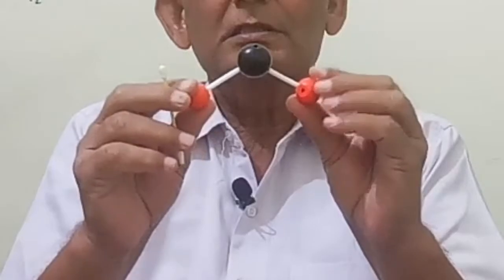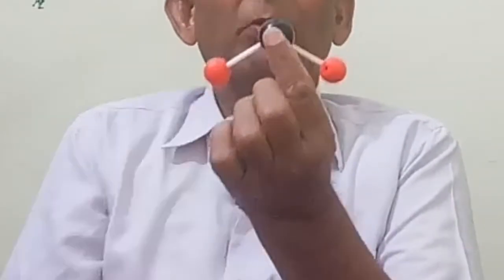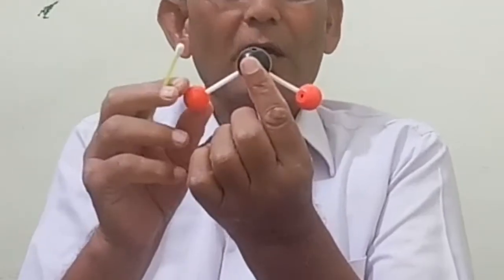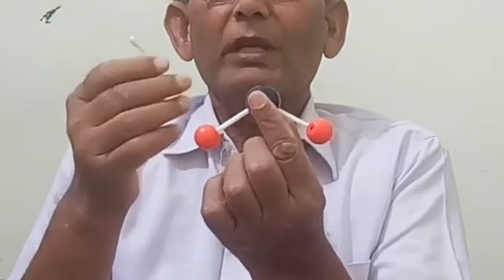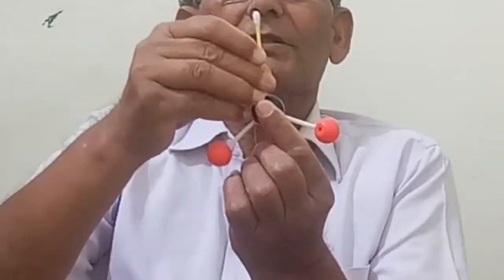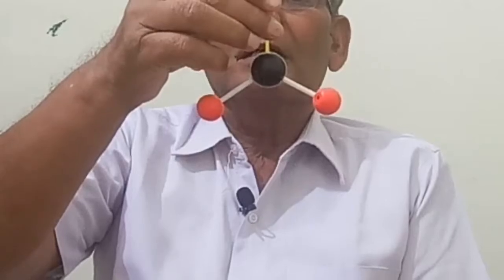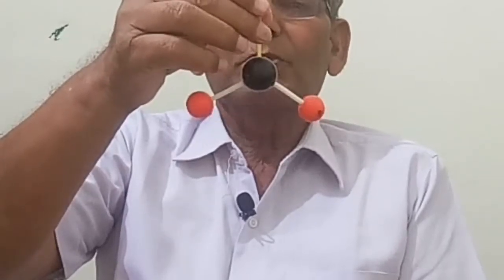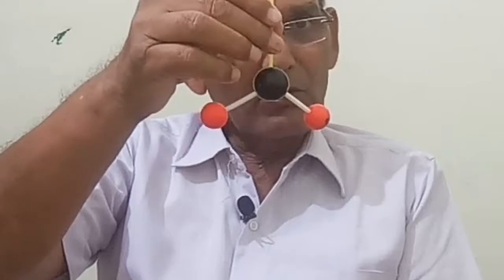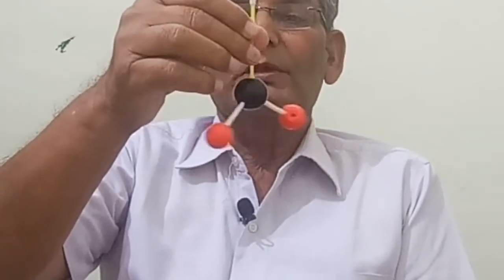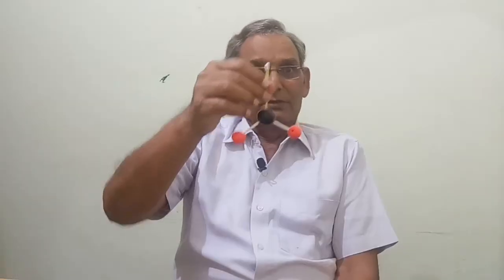The two-fold axis of rotation of the water molecule can be shown by this model. This is the water molecule, this black ball is oxygen and these orange balls are hydrogens. Now if we rotate it about this axis by 180 degrees, then this will be the position. This is the equivalent orientation. If we again rotate it by 180 degrees, this will be the original orientation.